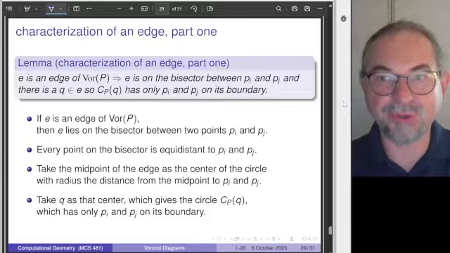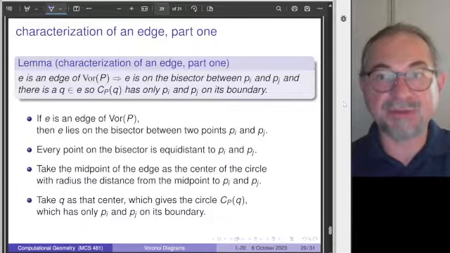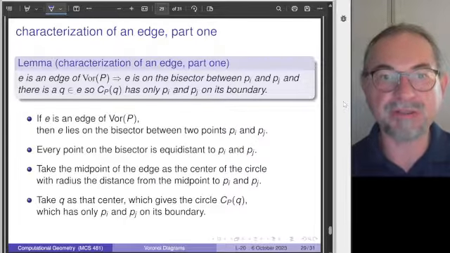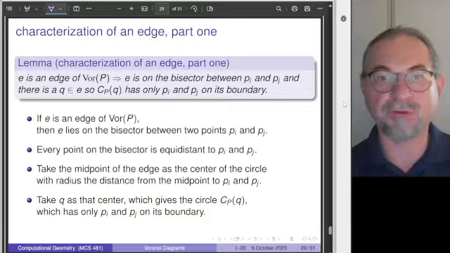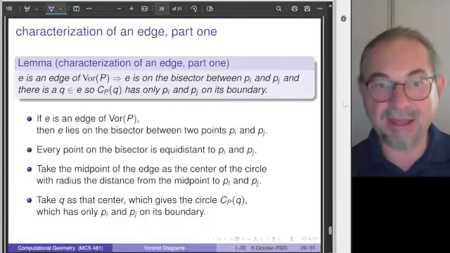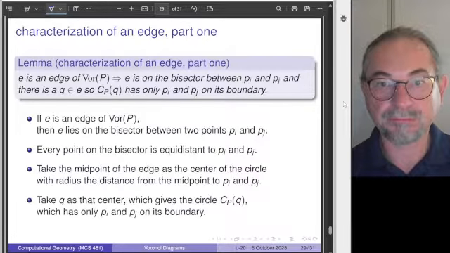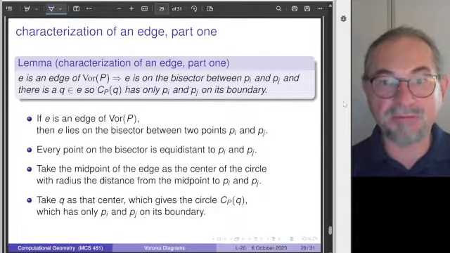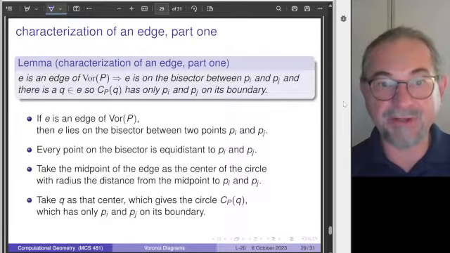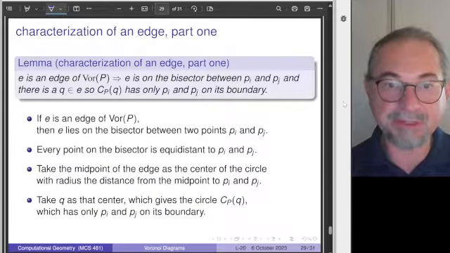Okay, and I didn't write QED, so we are at the next lemma. The next lemma is also an if and only if, but we break it up into 2 parts. So if you have an edge of a Voronoi diagram, then it must be on the bisector. And on that edge, there is the center of the largest empty circle. So I just said it. If you have an edge, then it must lie on the bisector.